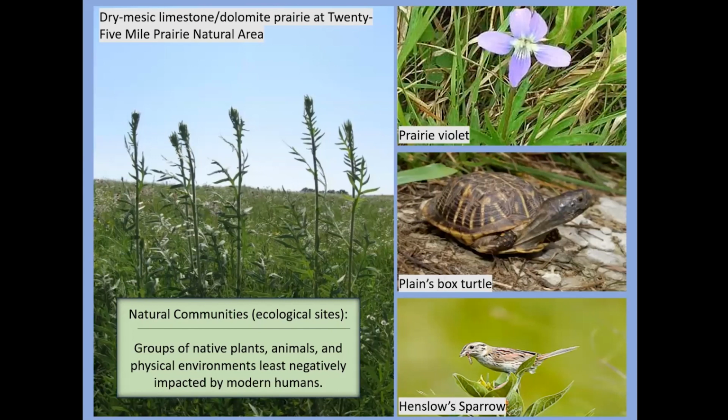So natural communities or natural ecological sites are defined as groups of native plants, animals, and physical environments least negatively impacted by modern humans. So typical natural communities will have intact soils and have not seen high soil disturbance.